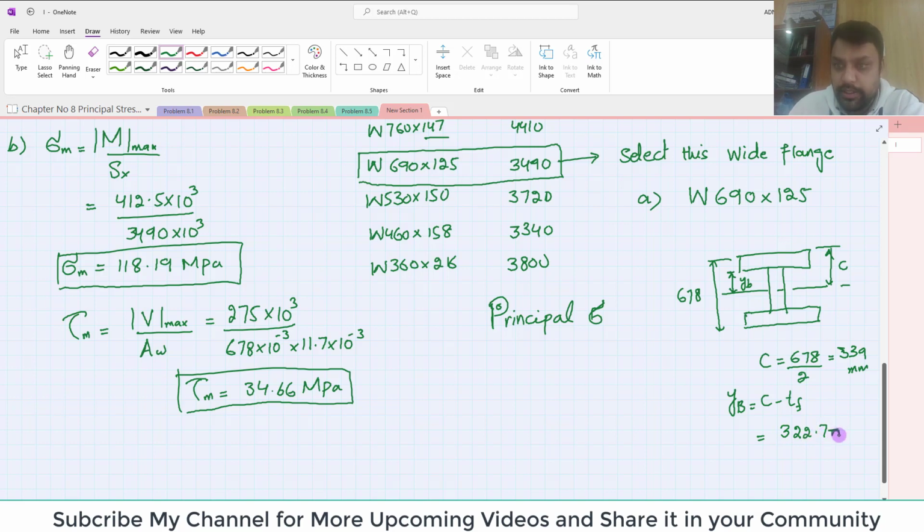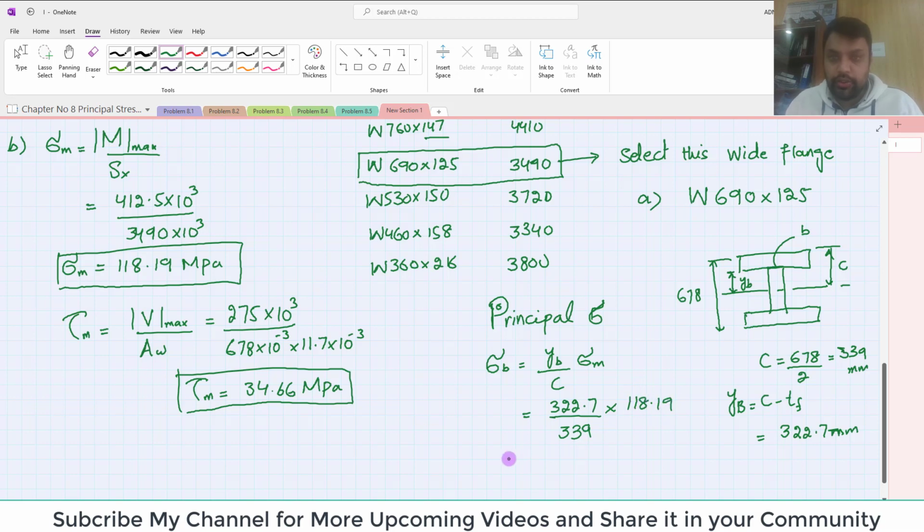So it will give you 322.7 millimeter. Again, for principal stresses, you must know the normal stress at this junction. Let this be point B. The stress at point B is equal to YB over C into sigma M. So you can put the value 322.7 divided by 339 multiplied by 118.19. It will yield sigma B equal to 112.5 megapascal.